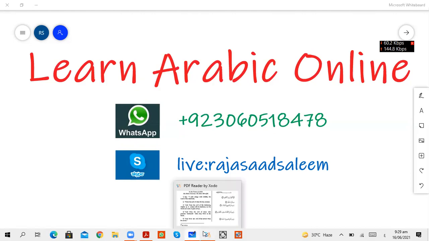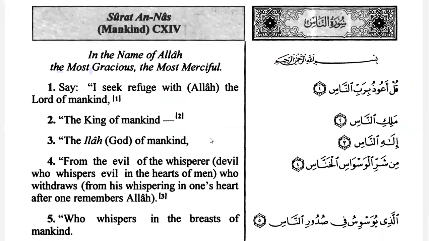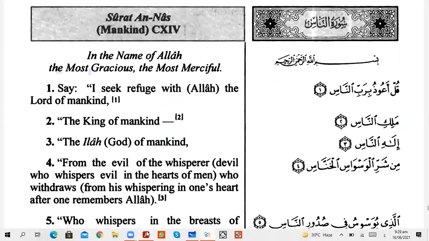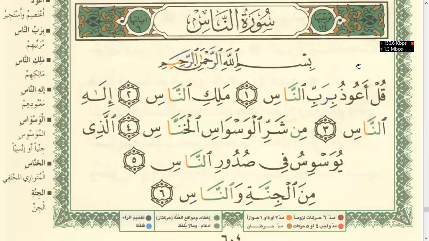Good. So next we have Surah Nas. Start from here. Kul a'udhu bi rabbin nas, malikin nas, ilahin nas, min sharri waswasil khannas, alladhi yuwaswisu fi sudurin nas, minal jinnati wan nas.